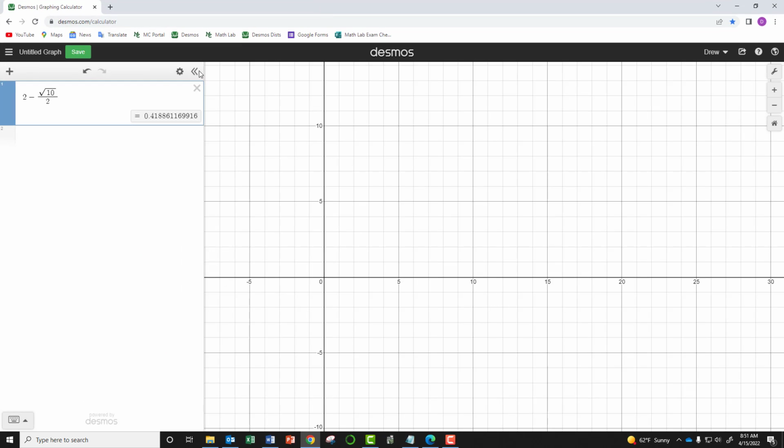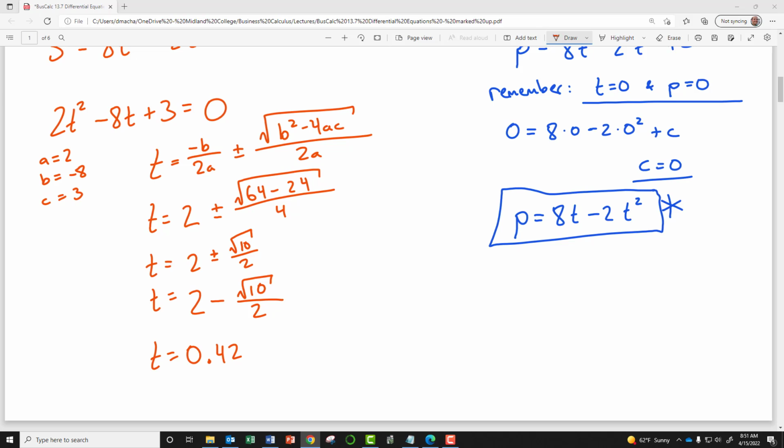And if I wanted to find that out in minutes, what I could do is multiply that whole thing, or I should say, I should divide the whole thing. No, I was right the first time. I need to multiply the whole thing times 60, because there's 60 minutes in an hour. And this tells me that this is going to be 25.1 minutes.